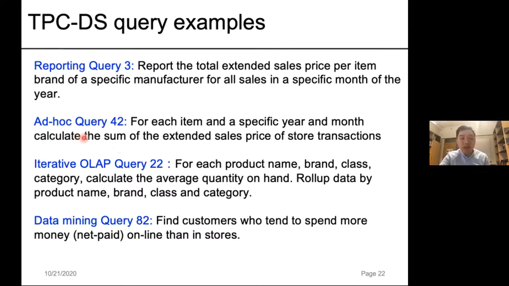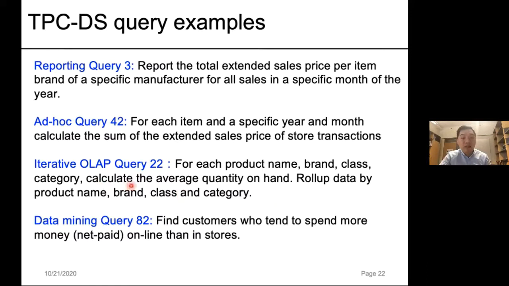And the second category is the ad hoc queries. The ad hoc queries capture the dynamic nature of a DSS system in which queries are to answer immediate and specific business questions. For example, Query 42 asks, for each item in a specific year and month, to calculate the sum of the extended sales price of store transactions.